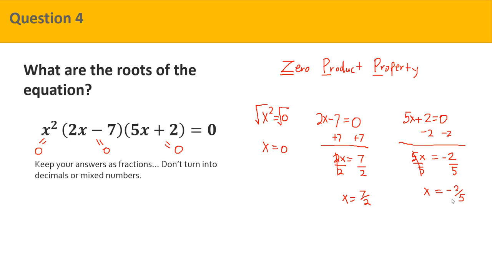All right, so these are the solutions for this problem. x equals 0, x equals 7 over 2, and x equals negative 2 over 5.